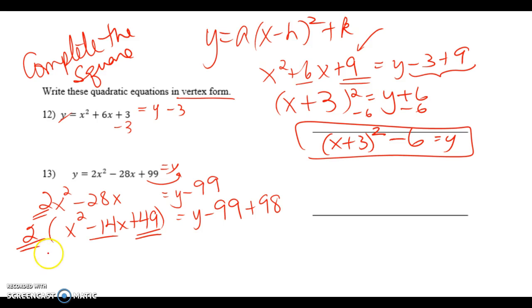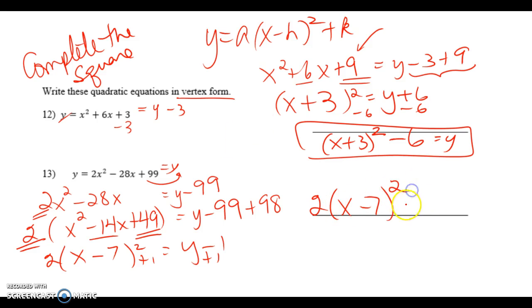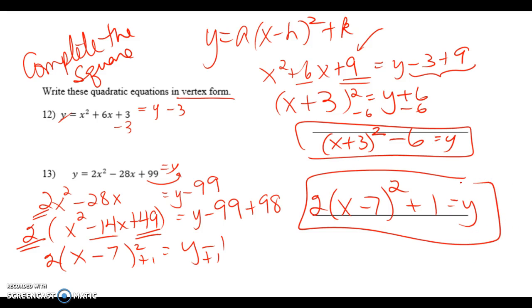Right, folks? So this thing factors into x plus b over 2 squared, I should say. What's b over 2? Well, it's actually negative 14 over 2 is negative 7. And this equals y minus 1. Add 1 to both sides, and I get 2 times x minus 7 squared plus 1 equals y. And there is my vertex form.